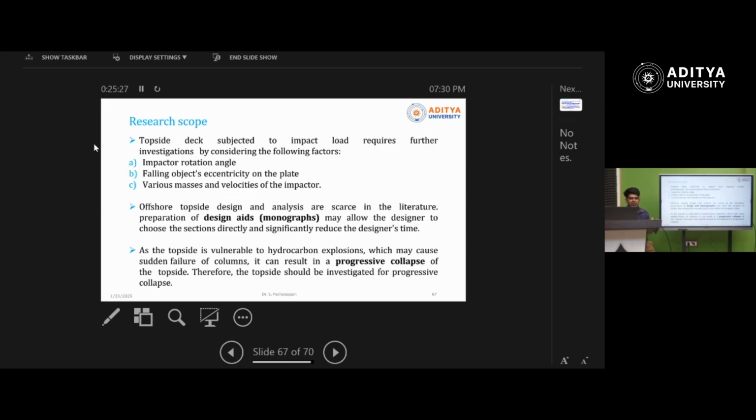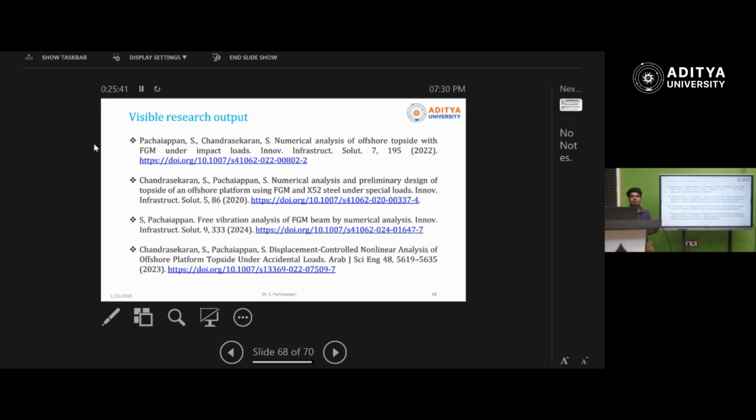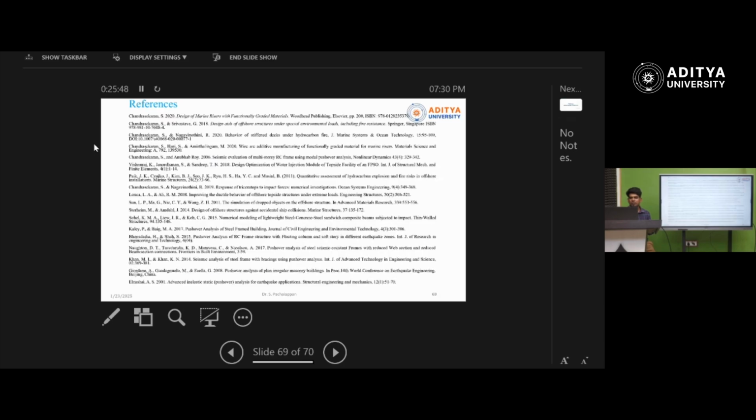Apart from this, there are many other research scopes. You are free to contact me since my mail ID is shared with you. I can share many research scopes related to this field. And these are the research outputs made from these concepts, and references.